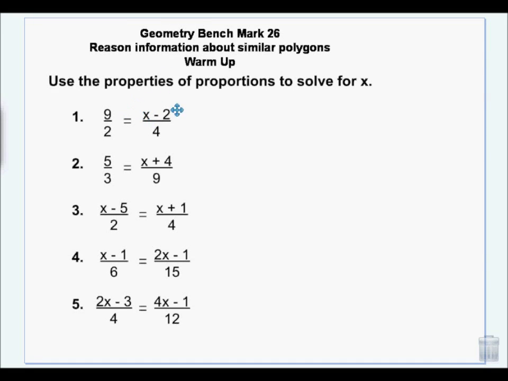We're going to talk about using properties of proportions at first to solve for x. And to solve a proportion, if you guys remember or not, cross multiply. So I'm going to do 2 times x minus 2 is equal to 9 times 4. So for number 1, x is 20.